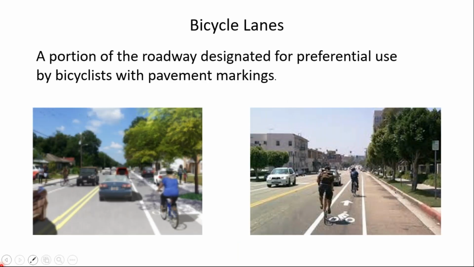So I wanted to talk about those a little bit before we get into the next type of bike facility, which is the bicycle lanes. And this is a portion of the roadway designated for preferential use by bicyclists. And we use pavement markings to designate that lane. And here you see a couple examples.